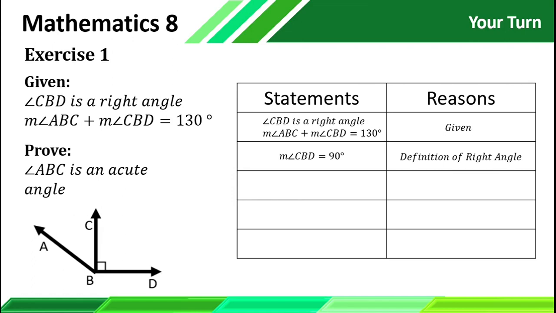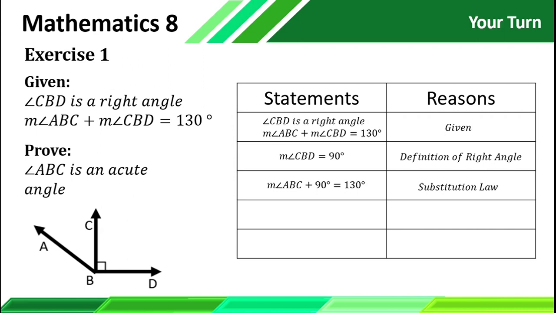Now, if angle ABC plus the measurement of angle CBD is equal to 180 degrees, and the measurement of angle CBD is 90 degrees, then we can say that the measurement of angle ABC plus 90 degrees is equal to 180 degrees. How did we come up with this? I just used the substitution law. I replaced the measurement of angle CBD as 90 degrees.